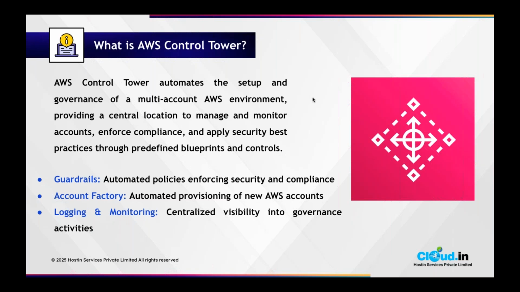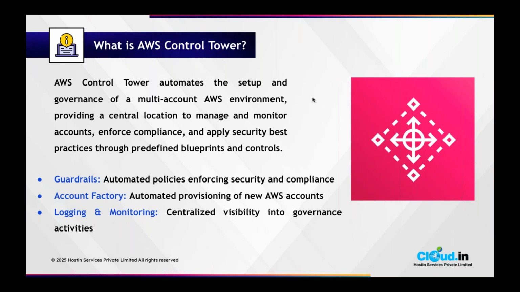Next is the detective guardrail. A detective guardrail continuously monitors your AWS environment and is best for detecting compliance violations. For instance, if someone creates an unencrypted EBS volume, the system detects it and sends an alert to the administrators. These are the two types of guardrails provided by AWS Control Tower, which are very helpful while setting up Control Tower.